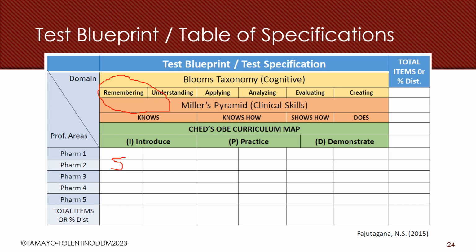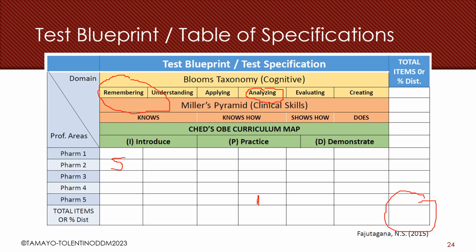Then I want to have one case analysis for Farm 5. So I'll put that in as well. So case analysis is at the level of analyzing. Farm 5, so one question for that. And so on and so forth until I am able to address all the learning outcomes. In the last column, I will sum up the number of items for each topic and then have a grand total at the bottom.